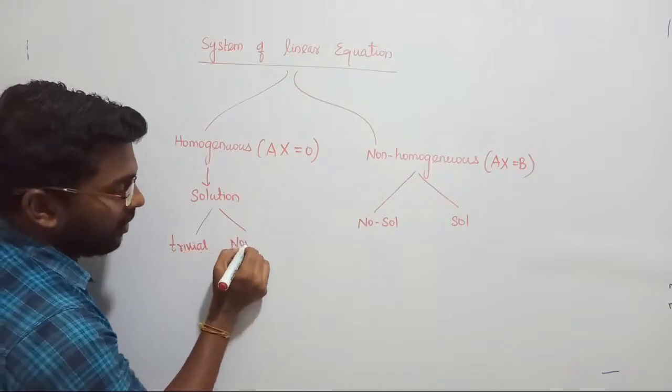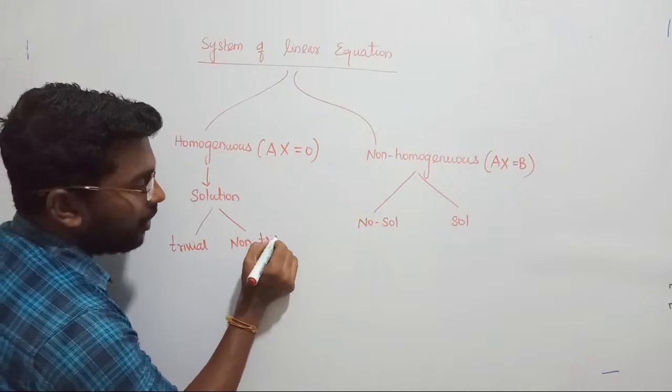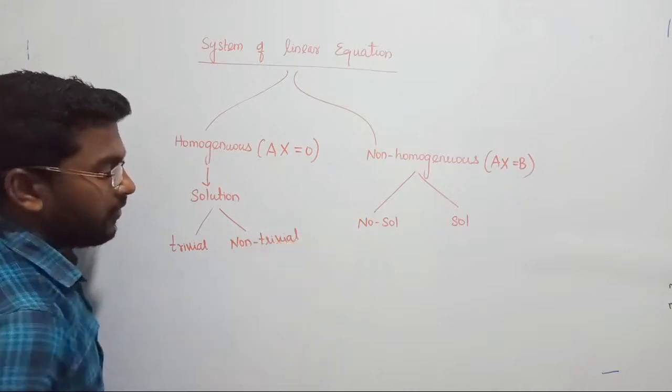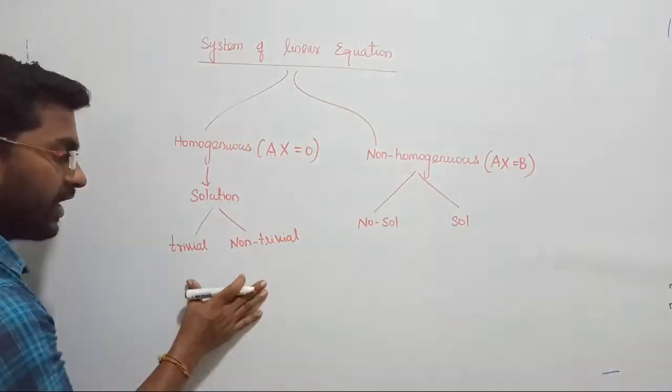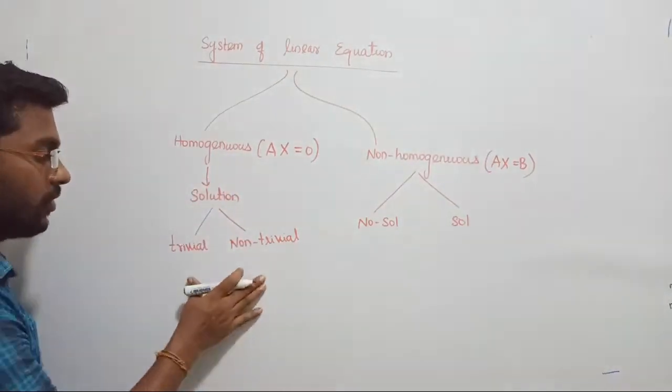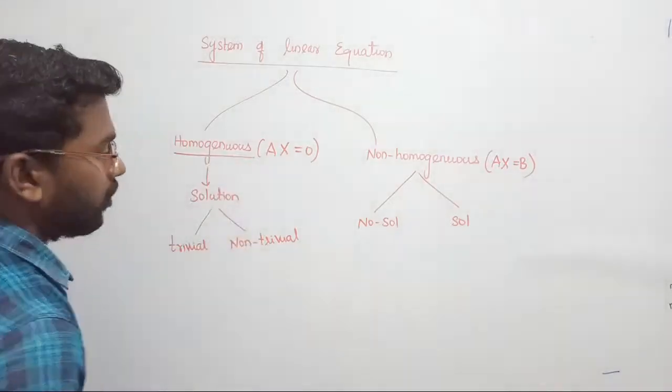Trivial solution or non-trivial solution. Only two cases could be possible here: trivial solution and non-trivial solution. In case of a homogeneous system, only these two cases are possible, right? Let us discuss them one by one.